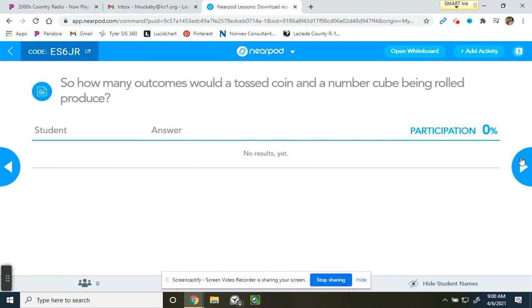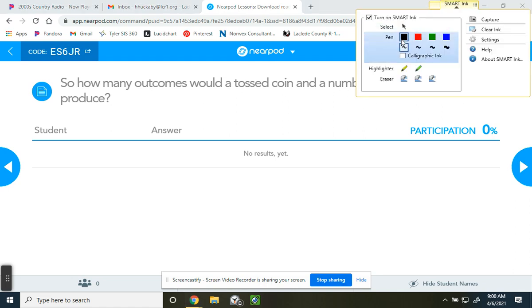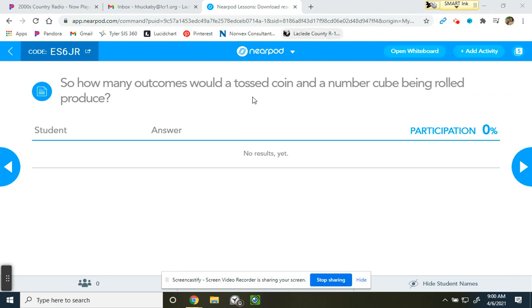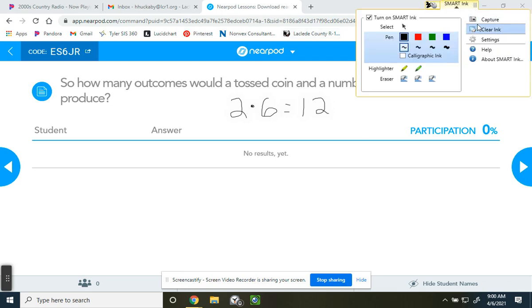Okay, so let's do this one together. How many outcomes would a tossed coin and a number cube being rolled produce? Excuse my terrible handwriting here. A tossed coin, I have 2 outcomes whenever I toss a coin, heads or tails. Whenever I roll a number cube, I have 6 outcomes: 1, 2, 3, 4, 5, or 6. So if I just multiply those together, my total number of outcomes is 12. That's all you got to do.